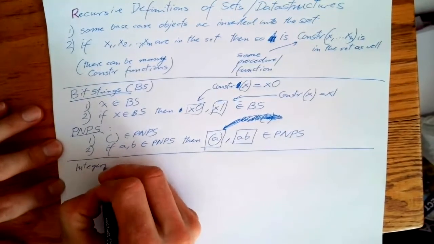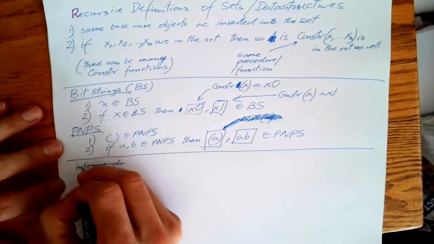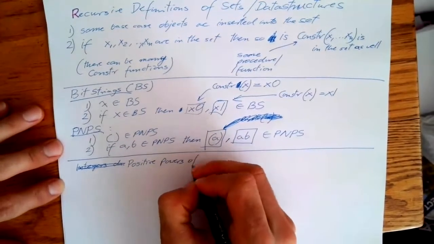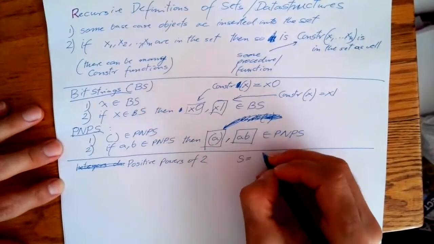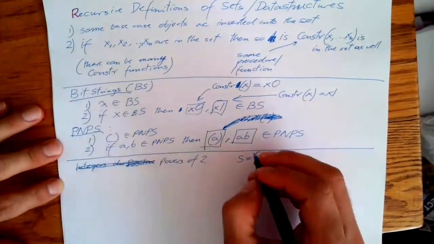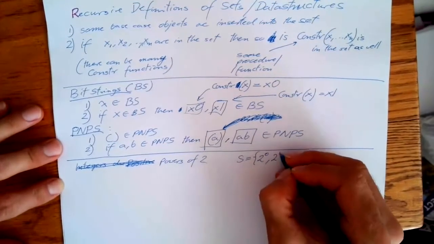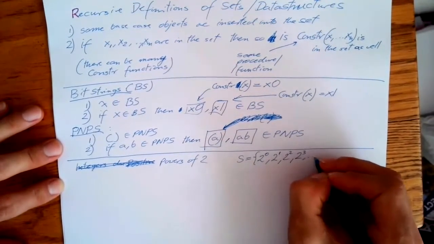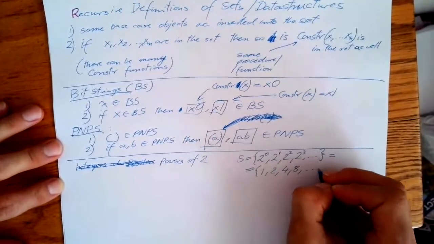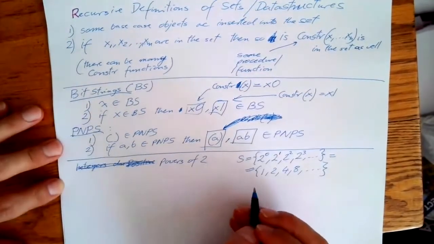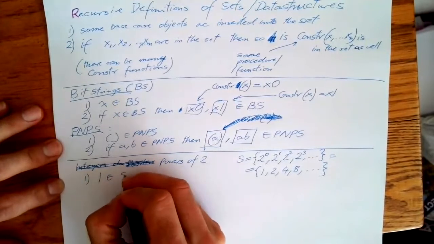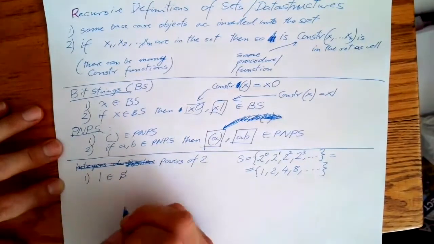Okay, how about this? Integers, oh, you know what? No, powers of 2. I want my set S to contain all powers of 2. So I want to have 2 to the 0, 2 to the 1, 2 to the 2, 2 to the 3, etc. In other words, what integers are those? It's 1, 2, 4, 8, etc. Here is the quick recursive definition of the set. First of all, I want 1 to be in the set S. So these powers of 2, the set will be called S.